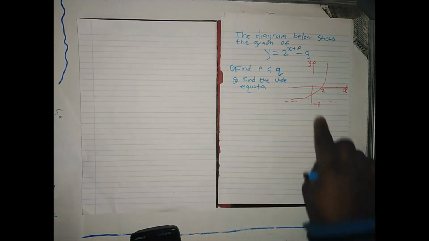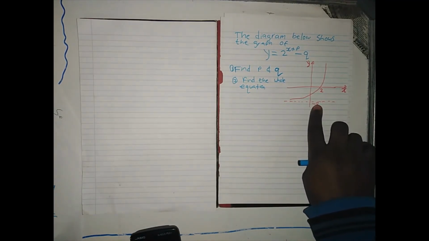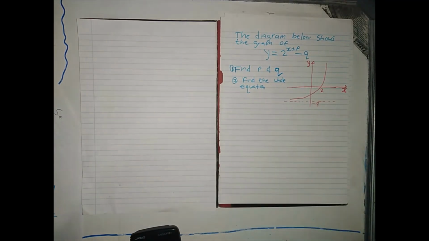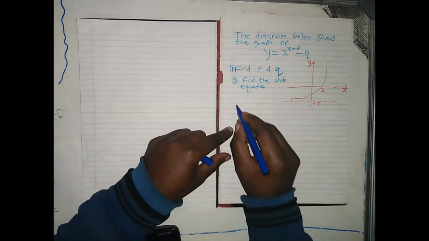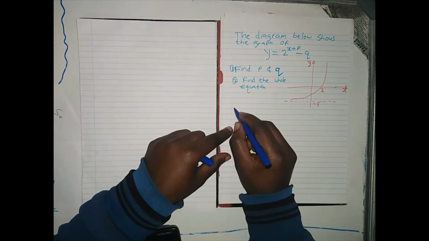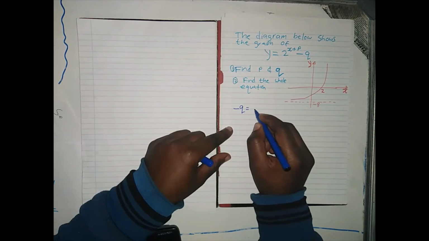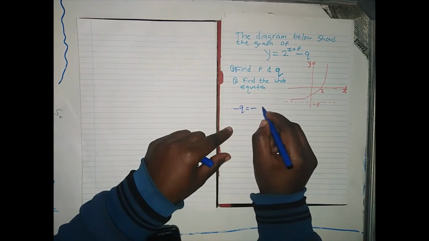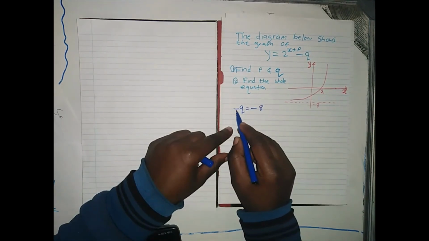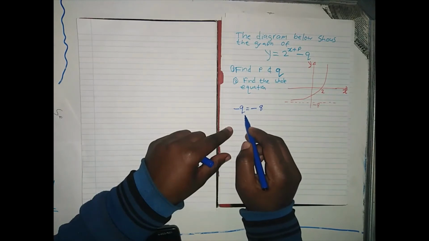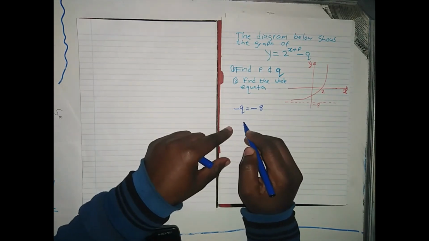So what you must do is take this minus 8 as it is, and you must put it over there. Okay, so what do you then do? You then say minus q is equal to minus 8. And then obviously there's a negative here. You're not looking for minus q, you are looking for q.